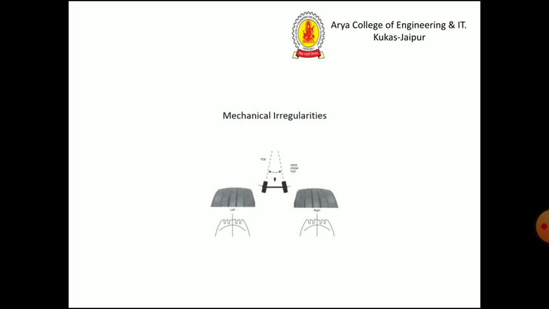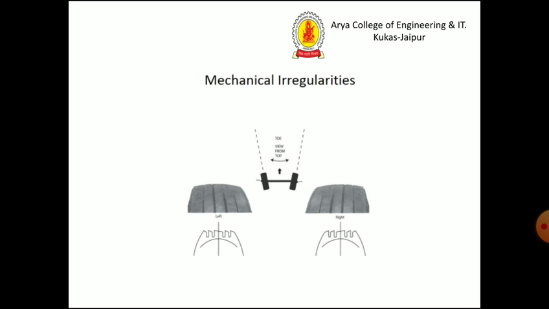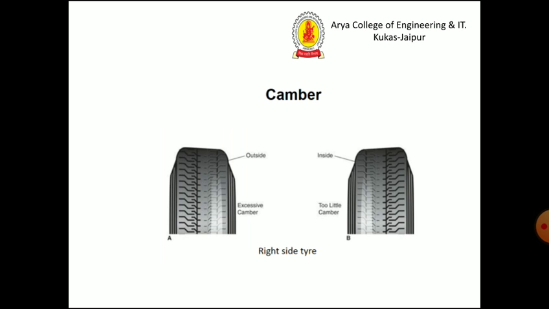These are mechanical irregularities formed due to toe-in and toe-out conditions. These are basically wear on the inside of the tires and the outside of the tires, due to excessive camber and too little camber.